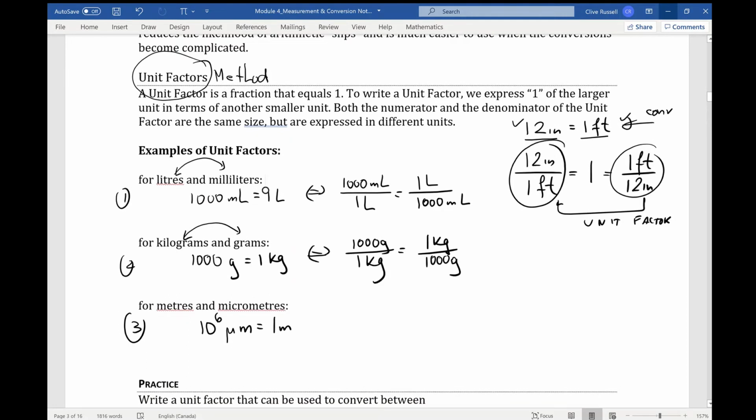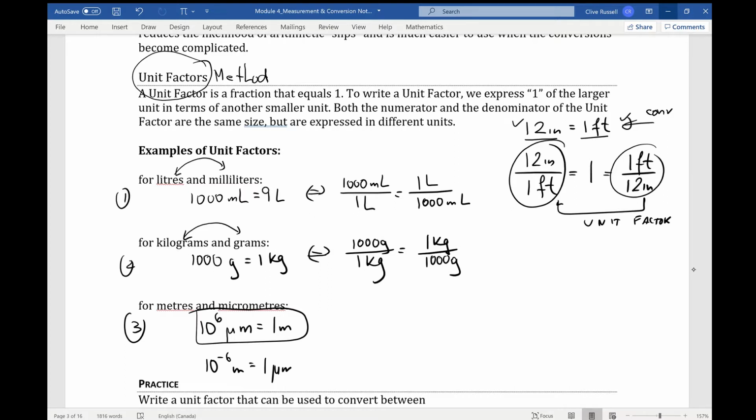Now here's a third example. Just to mention, we have 10 to the 6 micrometers is 1 meter. You could, if you wanted, put 10 to the negative 6 meters is equal to 1 micrometer. Let me write this properly here. Now I prefer to just stick with the positive ones. So I'm always going from the bottom of the chart to the top of the chart. Okay, and then you'll always get positive values here.